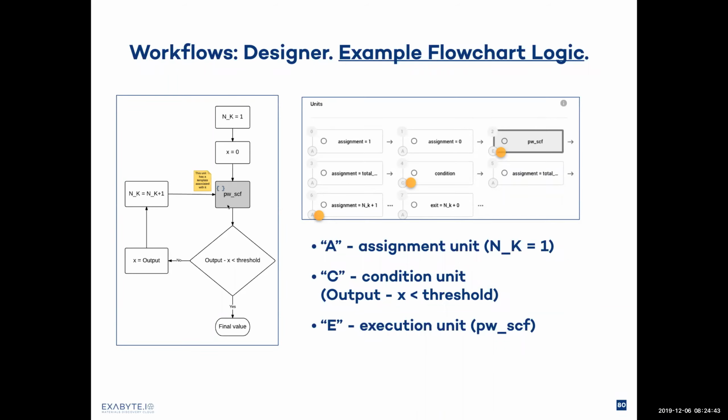So we check whether the output on this current step minus the output on the previous step is less than the threshold. And we consider the calculation converged if that's the case, and we exit and get the final value. If it's not, then we come back and rerun the calculation again.